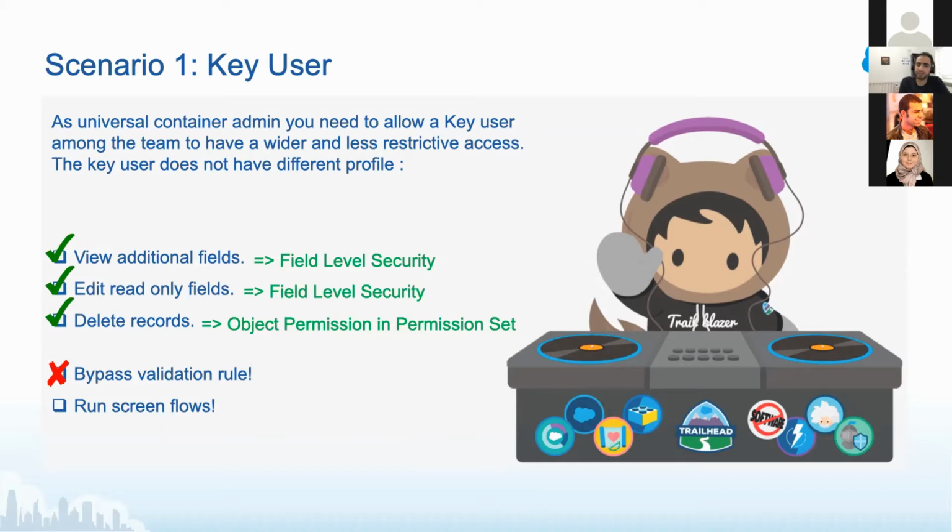The same for running a screen flow. Imagine that we have a screen flow invoked from an action, and we want to limit the access for that action to specific users, the key user. In Salesforce, there is nothing that can do so for actions via permission sets, via profiles, and so on. So this also cannot be done via the normal security access mechanisms that we usually work with as admins. All right.